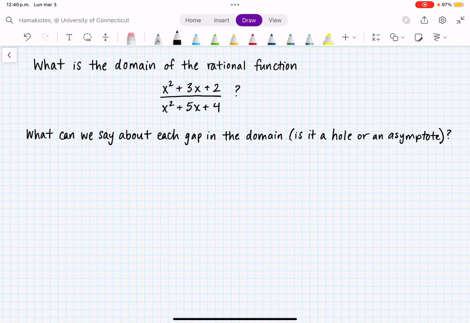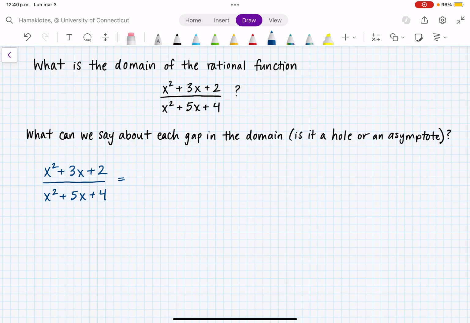In this video, we are going to determine the domain of a function and whether it has holes or asymptotes. So what is the domain of the rational function x squared plus 3x plus 2 all over x squared plus 5x plus 4? And what can we say about each gap in the domain? Is it a hole or an asymptote? So first, let's determine what the domain of this function is. So we have x squared plus 3x plus 2 all over x squared plus 5x plus 4.